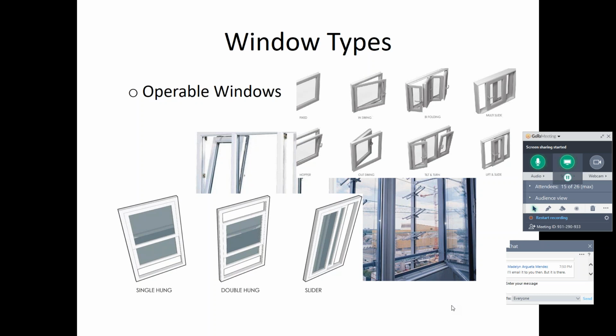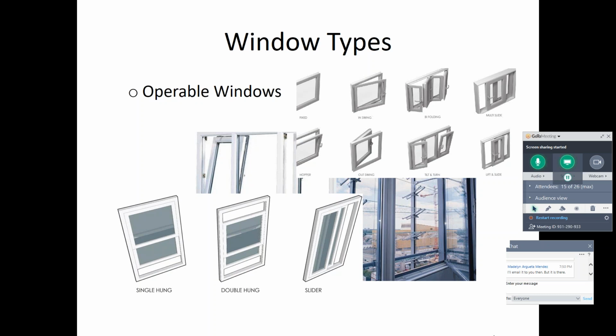So we have fixed, inswing, bifolding, multi-slide, lift and slide, tilt and turn, outswing, slider, double hung, single hung. People always ask me that question, what's the difference between double hung and single hung? And it's the operation of the window. So single, we're moving one. In double, we can move both the top and bottom down, as opposed to one fixed, one moving up, and a slider is left to right.